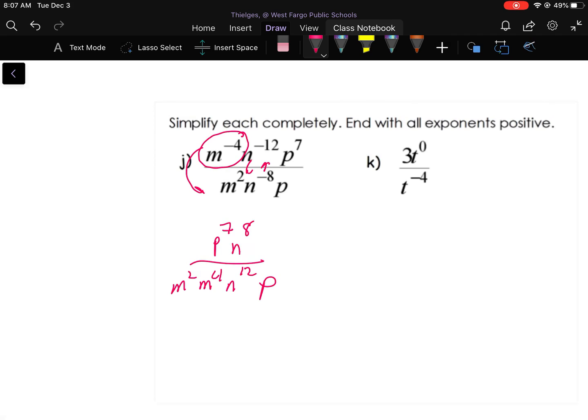So take out 8 here, take out 8 here, and I'm left with 4. Take out 1 here, take out 1 there, I'm left with 6. So p to the 6th on the numerator. There's 2 here, 4 there, so m to the 6th and n to the 4th.